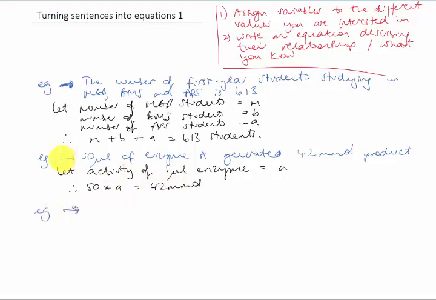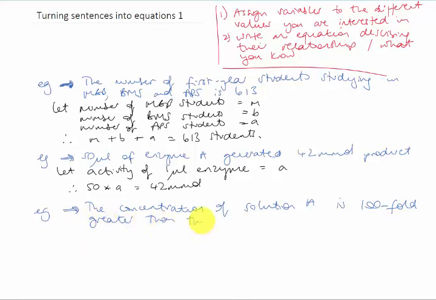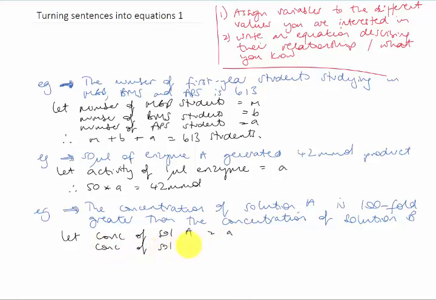And a third example for this slide, let's say that the concentration of solution A is 100-fold greater than the concentration of solution B. So here I would say let the concentration of solution A be represented by the letter A, and the concentration of solution B be represented by the letter B. So therefore we know that A is 100-fold greater than B, so therefore A is equal to 100 times B. We need 100 times more B to get the same amount of stuff as we have in A.